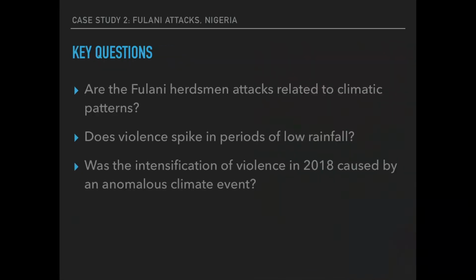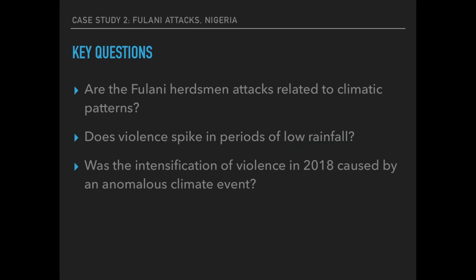So we want to do an investigation into this. What are the questions we need to answer? Again, we're looking at: are the attacks related to climatic patterns? Does violence spike in periods of low rainfall? Was the intensification of violence in 2018 caused by an anomalous climatic event?